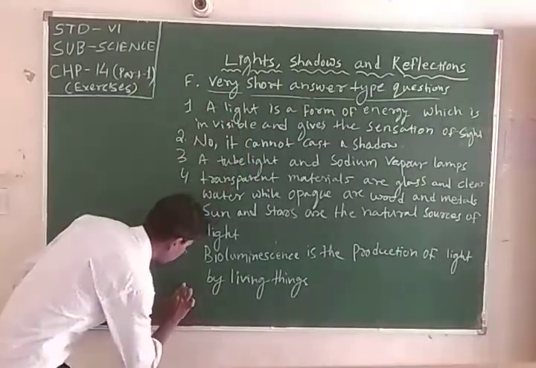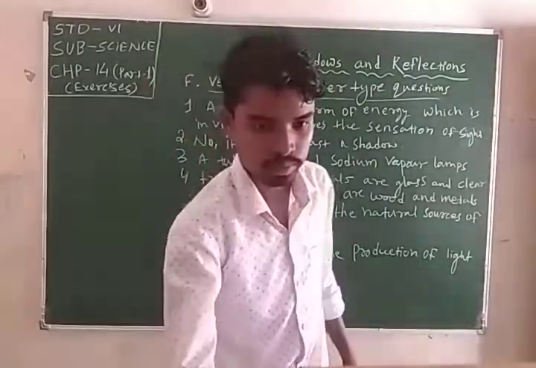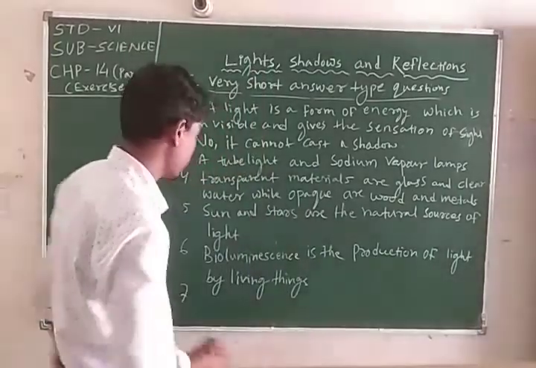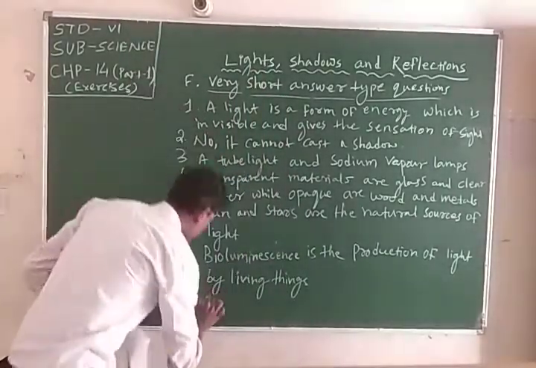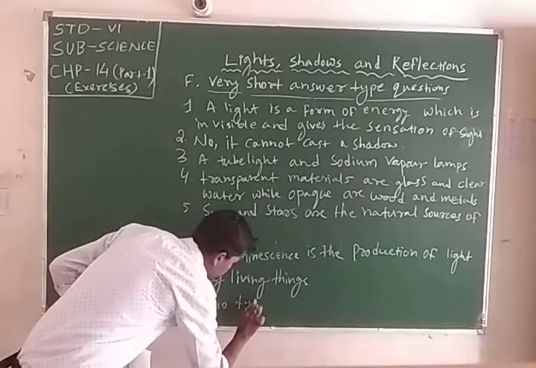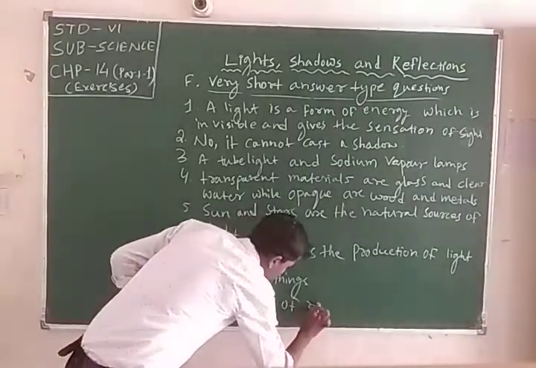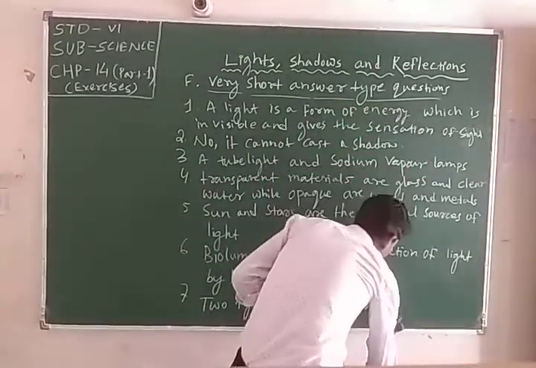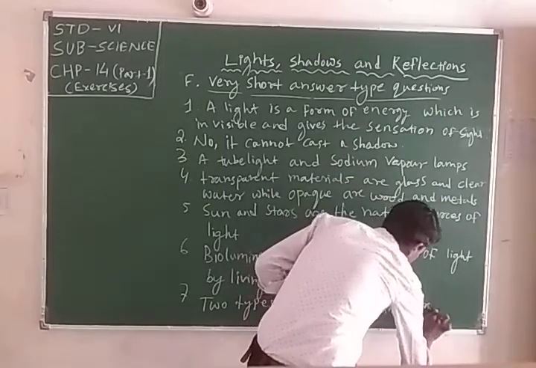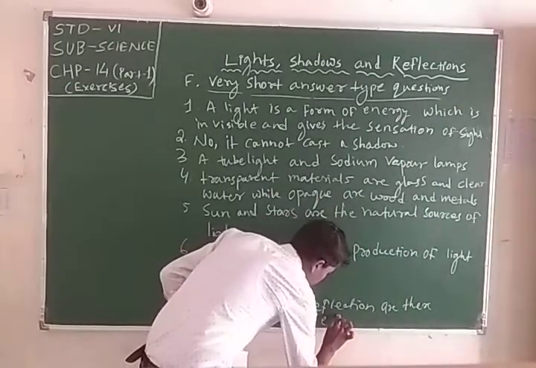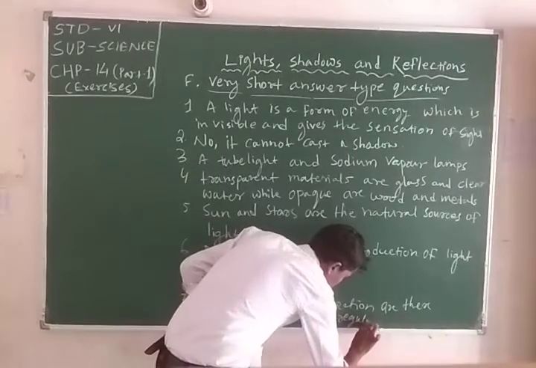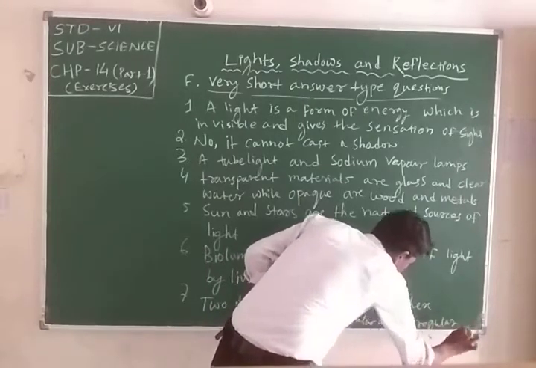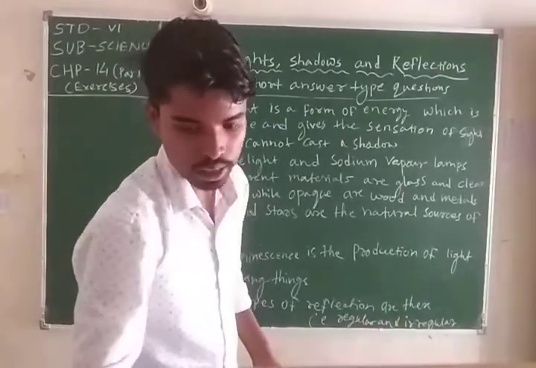Okay, student, number 7. How many types of reflection are there? Student, 2 types of reflection are there, that is regular and irregular. Student, reflection is of 2 types, one is regular and one is irregular.